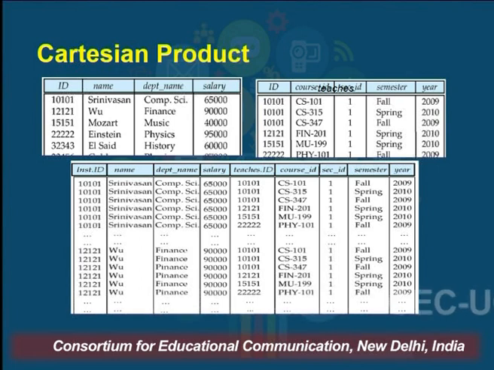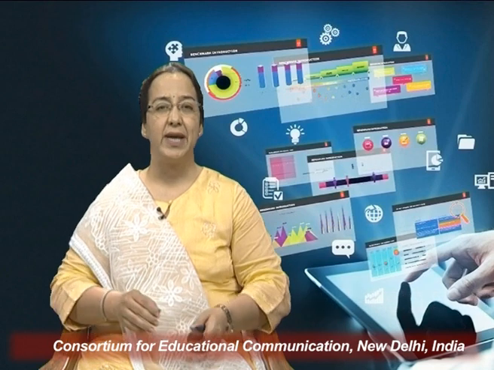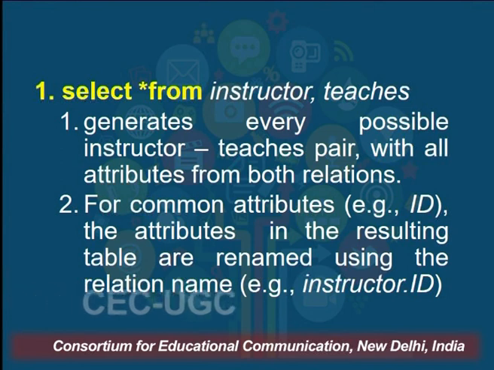So, here you can see the first row, which is 10101 ID, is taken, and all the rows of the teaches relation are given with this, and in this way the Cartesian product takes place. Now, how are we going to use the from clause in order to find the Cartesian product in SQL? We simply write select star from instructor comma teaches. This gives you every possible instructor-teaches pair with all the attributes from both the relations, as we have just seen.